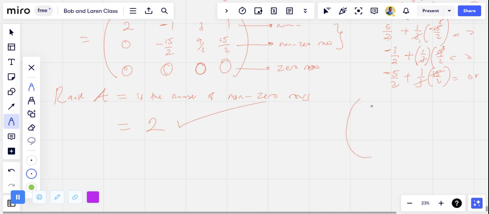What if you have a 4 by 4 matrix? Let's say you have something like this: 5, 2, 6, minus 1. Let's say you reduce the matrix to row echelon form of this format.